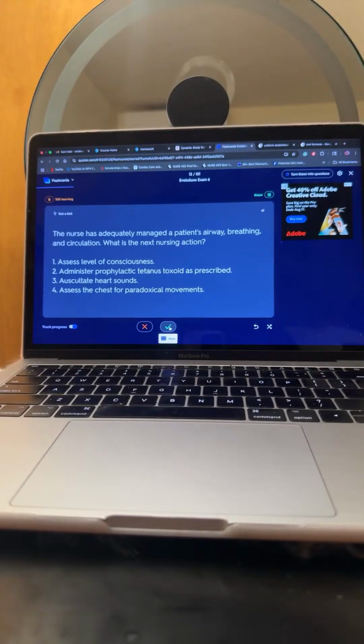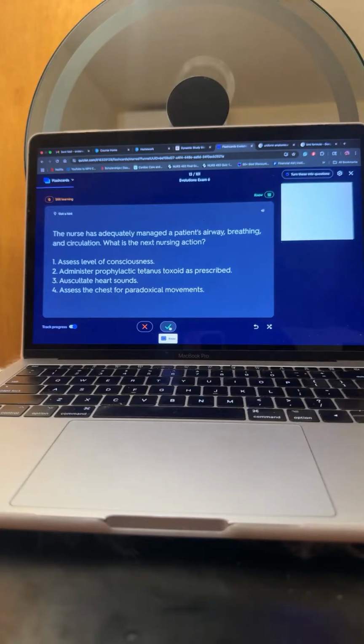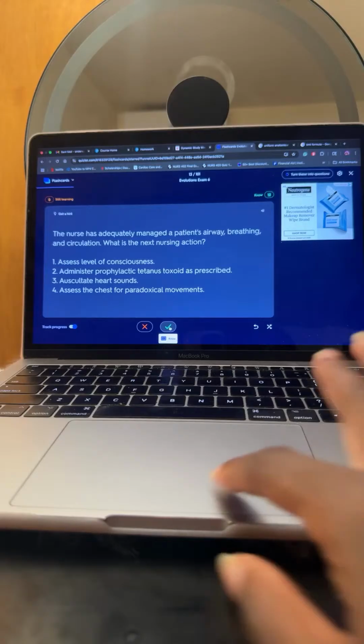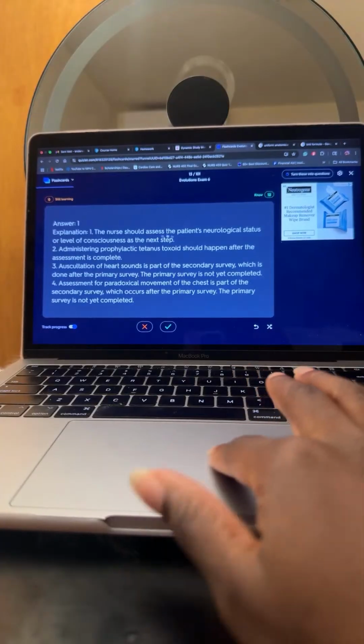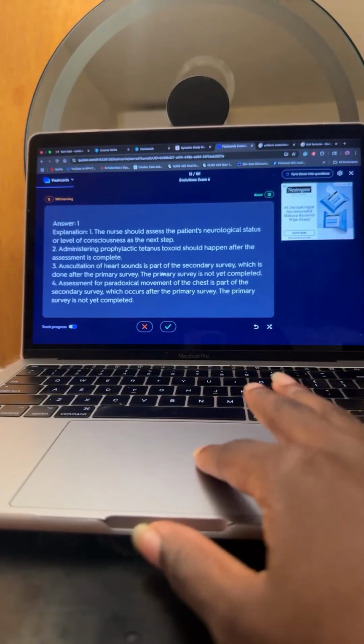The nurse has adequately managed a patient's airway, breathing, and circulation. What is the next nursing action? Assessing level of consciousness, administering prophylactic tetanus toxoid as prescribed, auscultate heart sounds, assess chest for paradoxical movement. It's going to be level of consciousness.